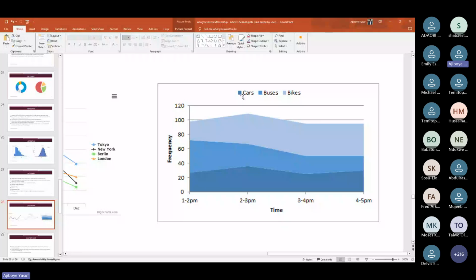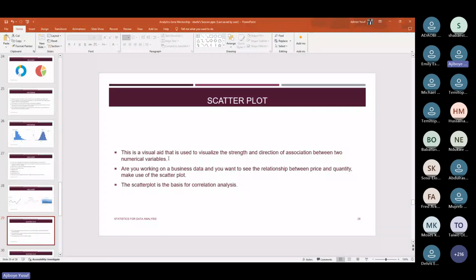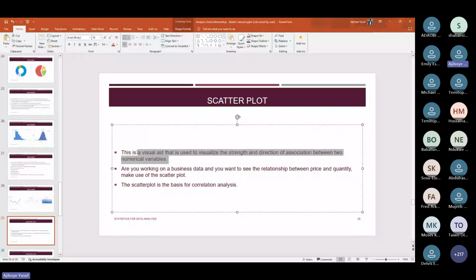And the last but not the least, the scatter plot. This one too, you hardly see in people's dashboards. But if you are doing more technical reports, you will see scatter plots and histograms there. This is a visual aid used to visualize the strength and direction of association between two numerical variables. So far, all we have been doing has been just one variable, one variable, one variable. But when you want to visualize two variables or two data points at the same time, the scatter plot comes into the picture.